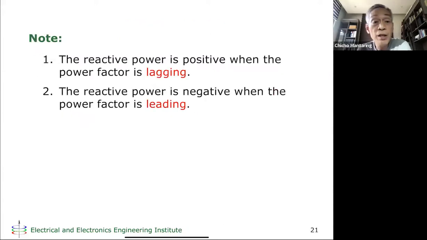So when your power factor is lagging, then your reactive power is positive. Kasi when does this happen? This happens when you have inductive circuits.